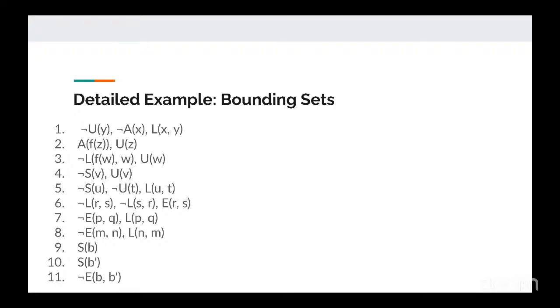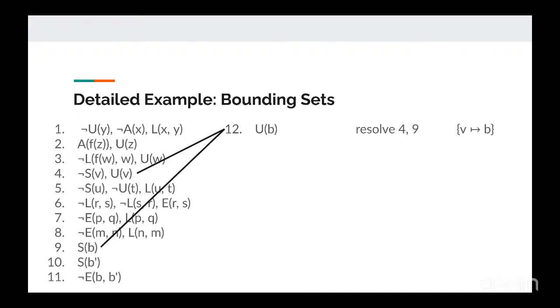Well, what do I know about B? I know S of B. So what clause can I resolve with S of B that will give me something? Yeah, exactly, 4 and 9. So we resolve 4 and 9 under that substitution V goes to B, and we arrive at U of B. So B is an upper bound. It's exactly what we expected.